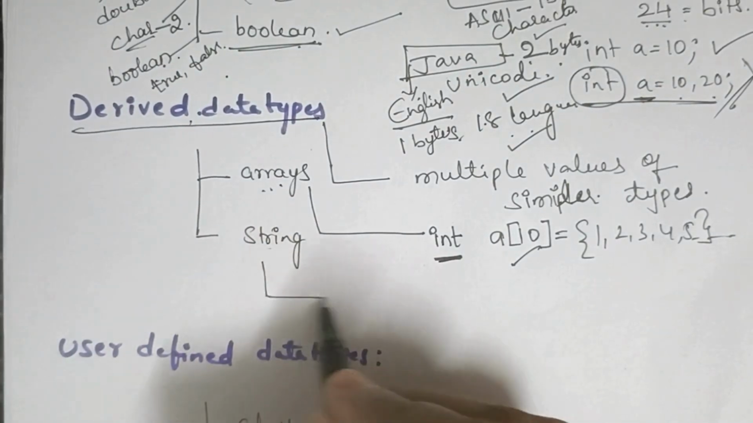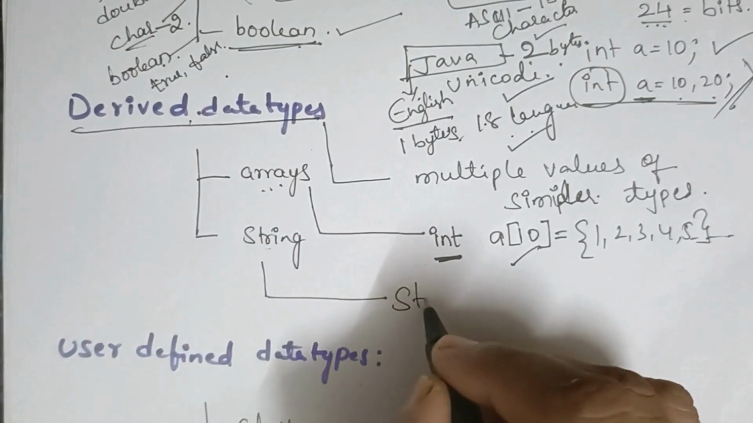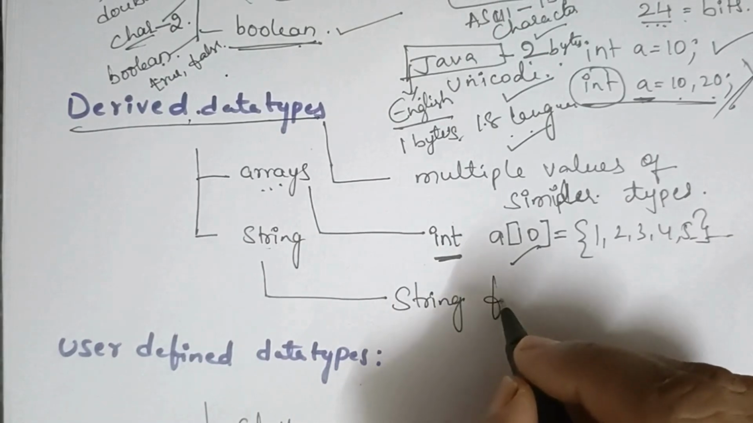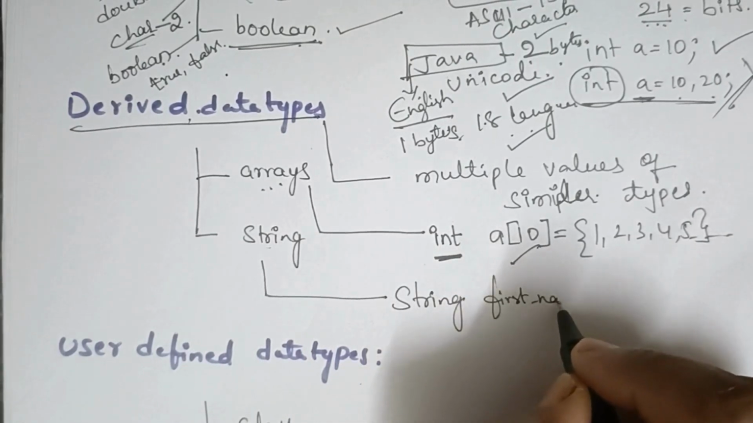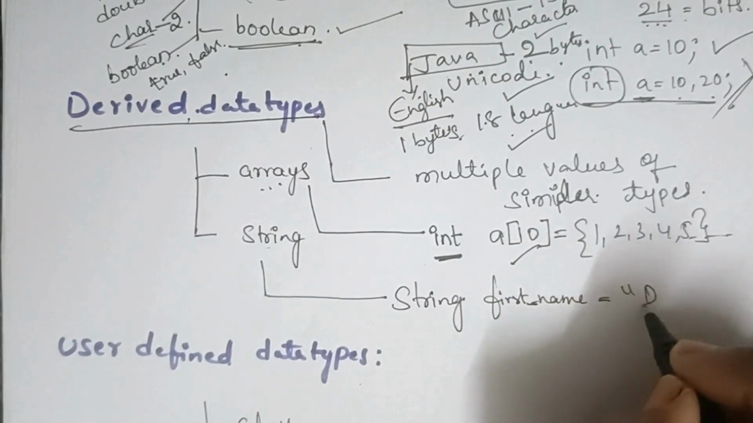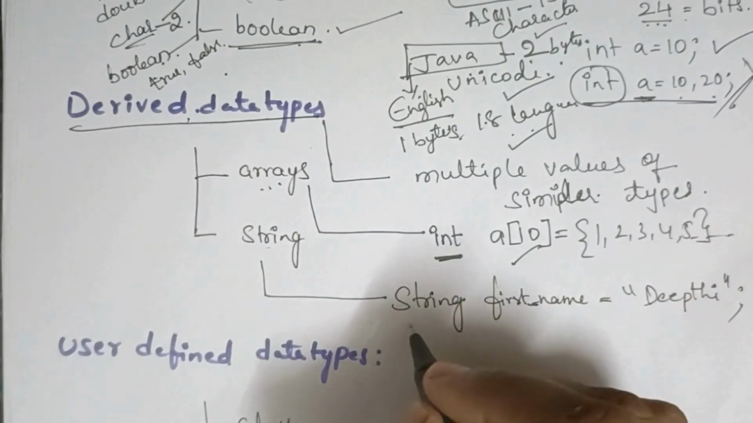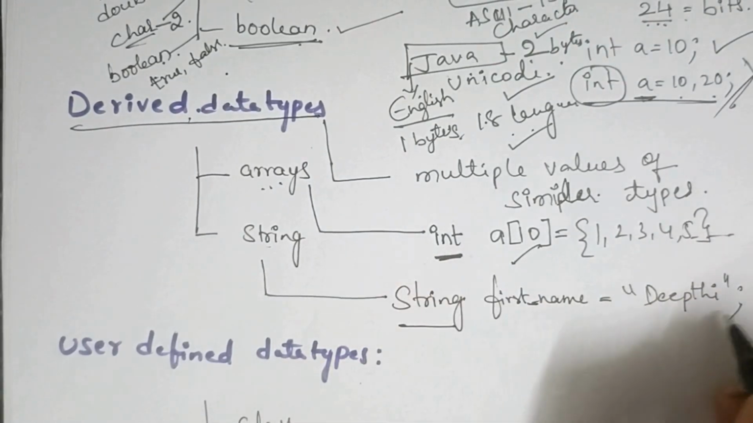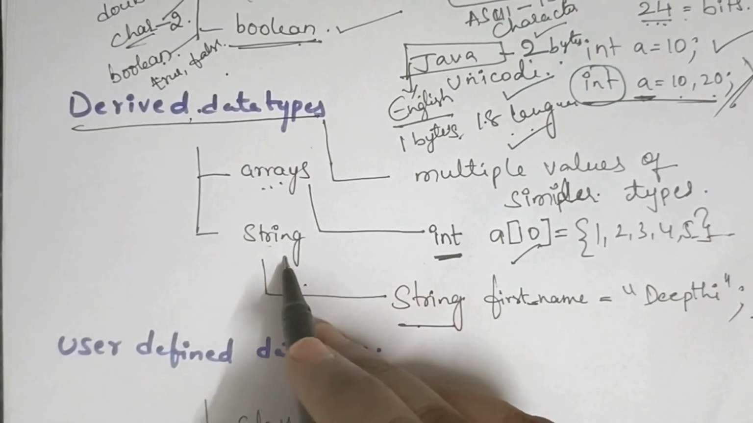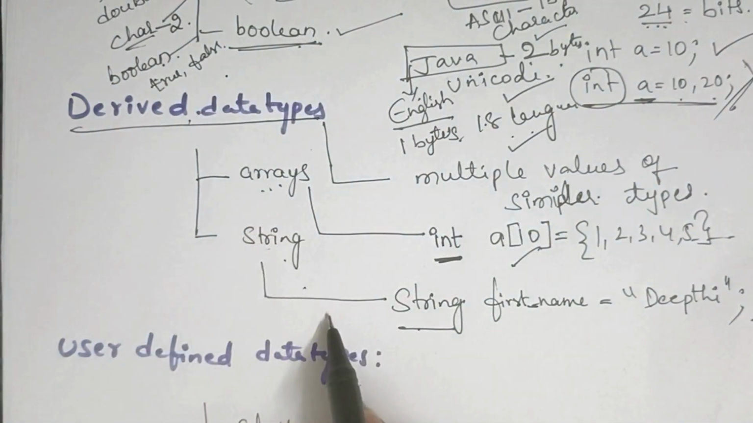And one more is the string data type. String is a collection of characters which are enclosed within double quotes. So for example, I want to store my first name. I am going to declare one variable, firstName equals, and whatever the name I am giving, I am going to give within the double quotes. So this is the string data type, a collection of characters, which also comes under the derived type. Why? Because this is derived from the character data type in the fundamental data types.